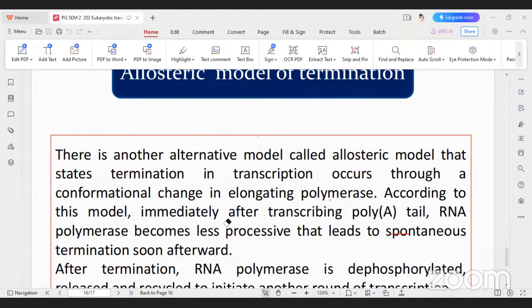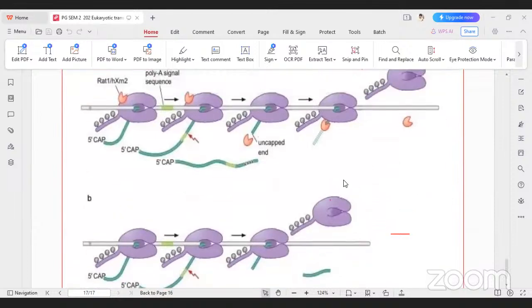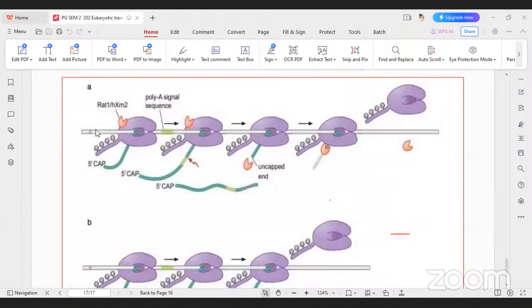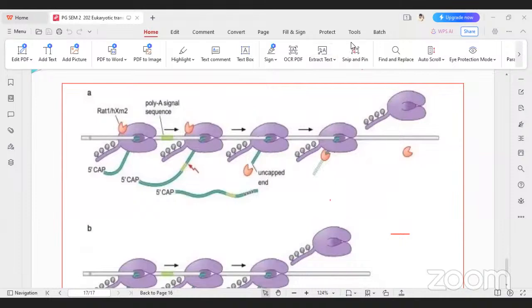Let's draw a simple diagram. So this is DNA. Are you able to see the diagram? Yes, sir. So this is the RNA polymerase moving forward to where the poly A is present. Now it stops. Now the mRNA is prepared, but this prepared mRNA is not a matured one.